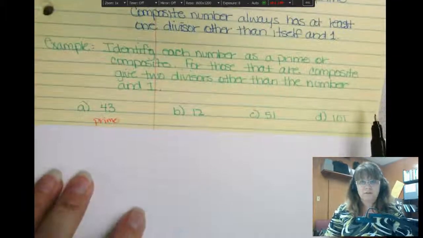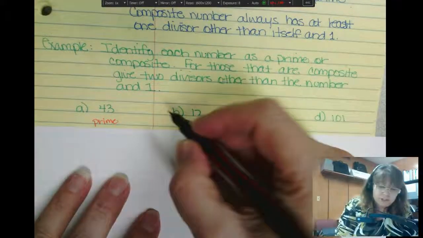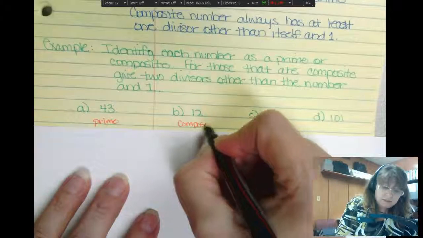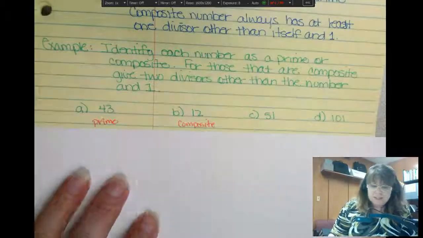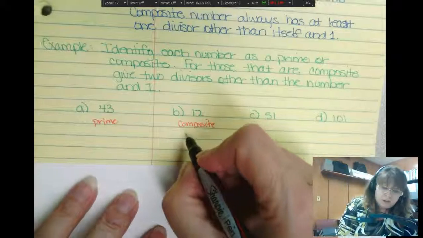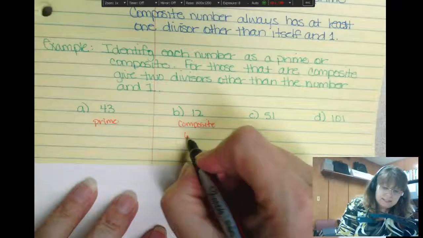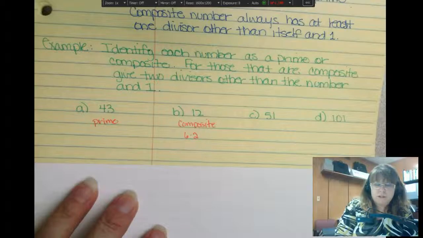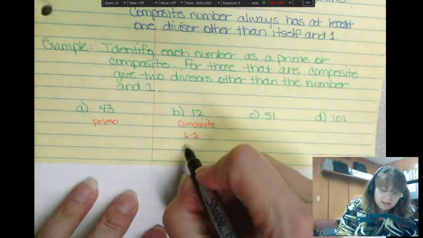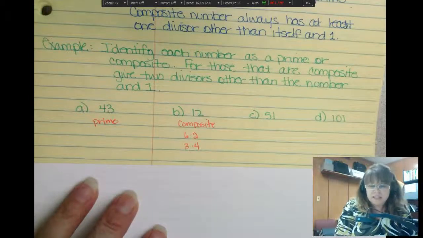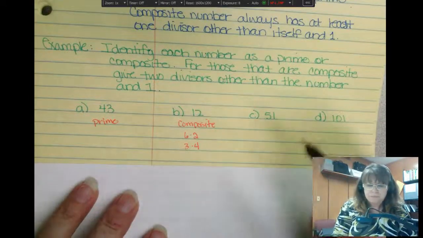Let's look at 12. Well, I'm pretty sure 12 is a composite. The reason being that it's greater than 2 and it's an even number. So I know that 6 times 2 will be 12, as well as 3 times 4. So it's definitely a composite number.